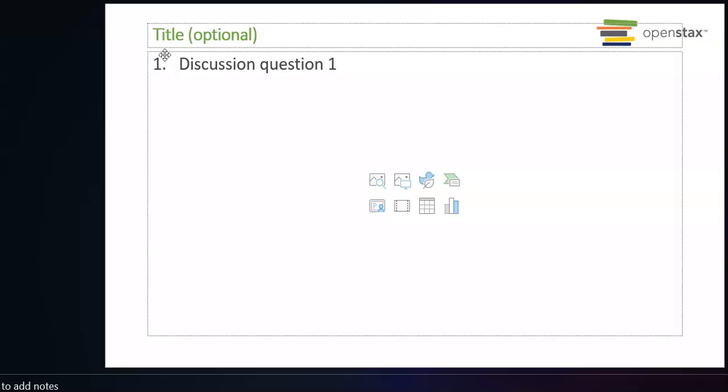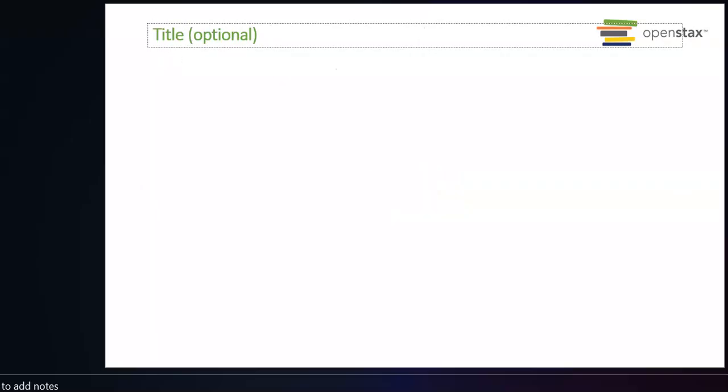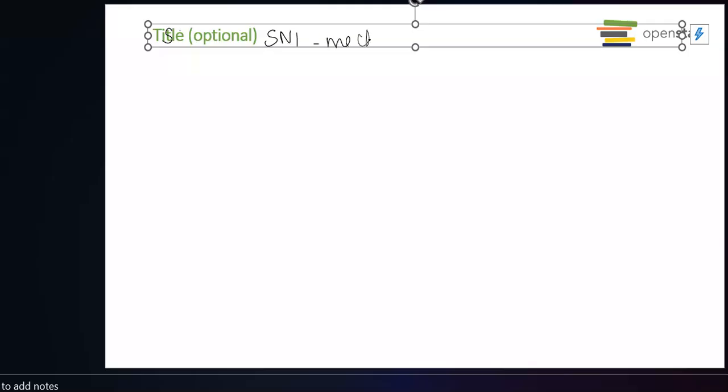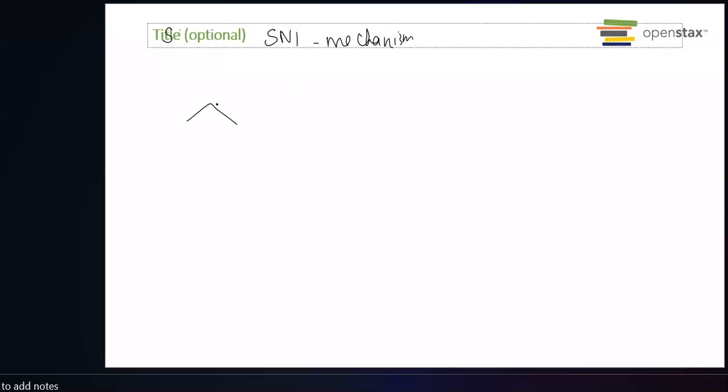So here we have the SN1 mechanism. Okay, SN1 reaction mechanism. Let's take an example of a tertiary alkyl halide, because this is the best substrate for a SN1 reaction. So the tertiary alkyl halide reacting with water molecule. Let's do water because that was the example we saw before.